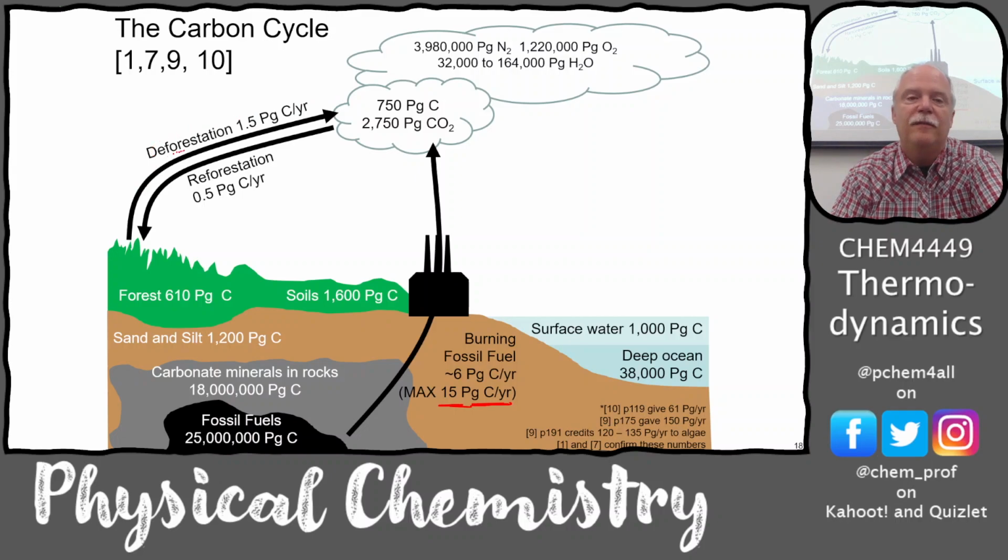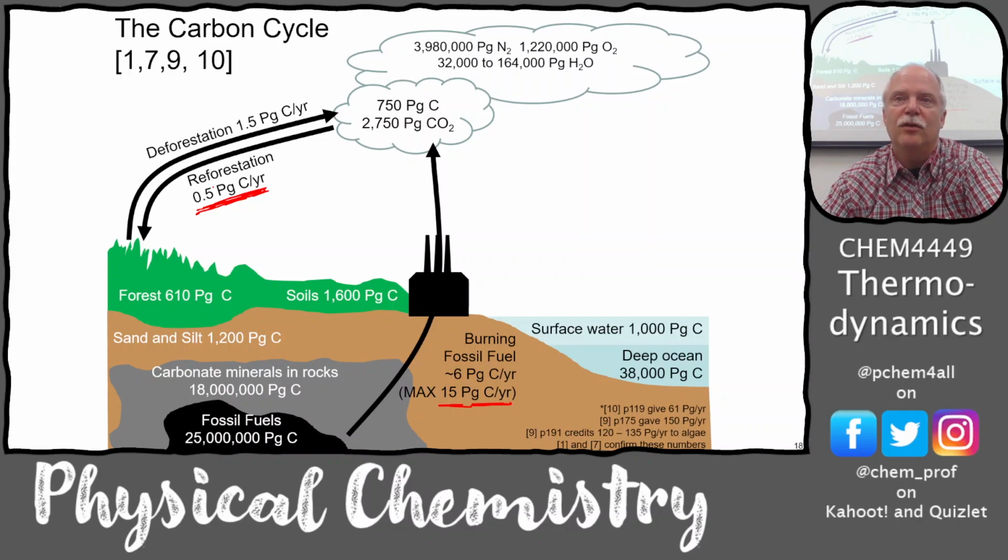Deforestation, you hear about that. If you cut down the trees, they can't fix carbon, and so that can release, especially if it's burned, 1.5 petagrams of carbon per year. But there's also reforestation, and it can suck up 0.5 petagrams of carbon per year. Trees grow well, but they don't grow that fast.